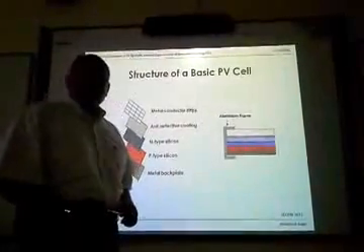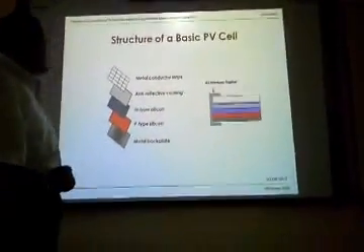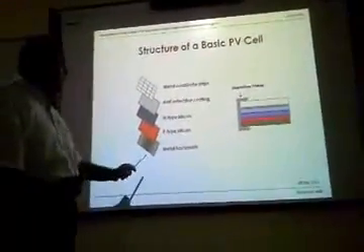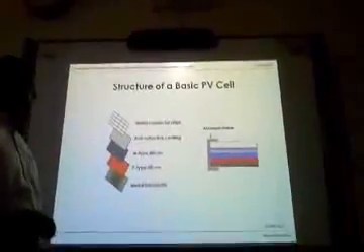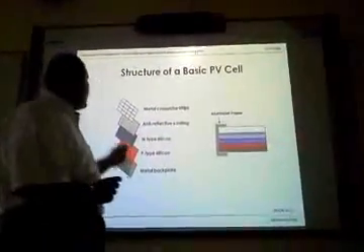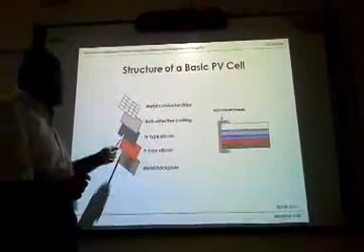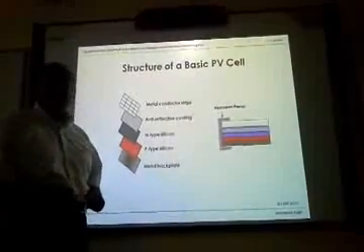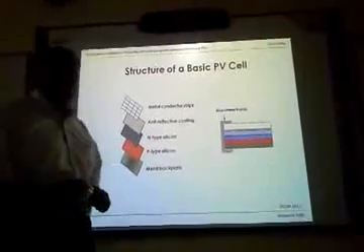The basic PV cell consists of the following layers: upper metal conductor strip and the lower metal plate for electric connections, anti-reflecting coating, and 2 semiconductor layers, one of N type and the other of P type.